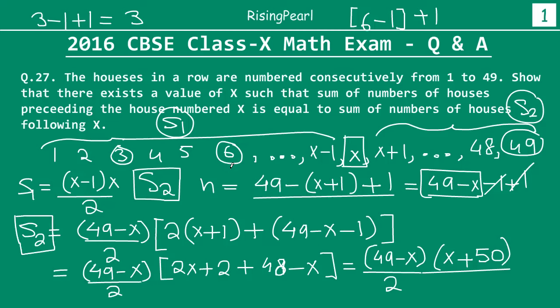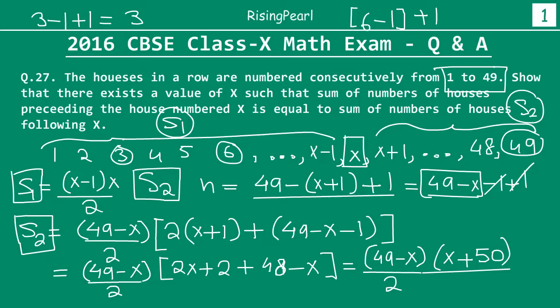So the question is, is there a valid number between 1 and 49 for which S1 is equal to S2? The only way to find that out is to equate S1 to S2 and find out if x has any real root, or if x has any real value. Meaning we will equate S1 to S2, S1 equals S2, and solve for x, right? So let's do that next.